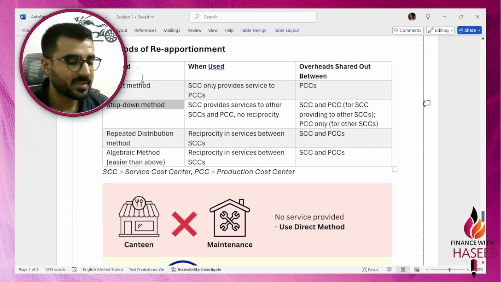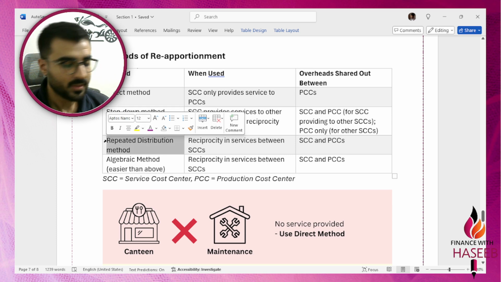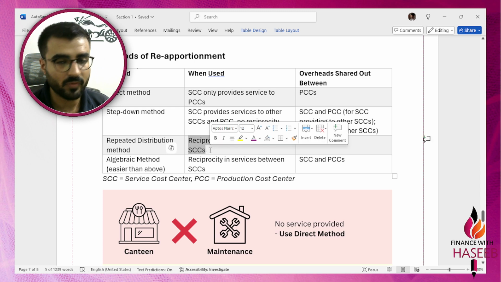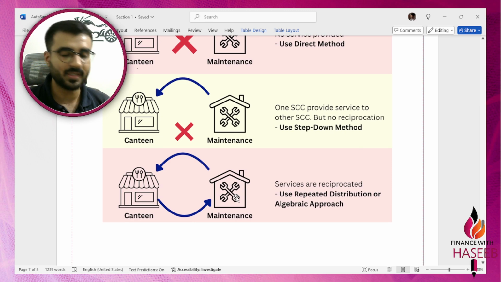Now let's move towards the new methods that have been introduced in your F2 exam or the FMA exam. The first is the repeated distribution method. When do you use the repeated distribution method? You use it when there is reciprocity in services provided. What is reciprocity? Maintenance is providing service to canteen and canteen is also providing service in return to the maintenance department. This is known as reciprocity.